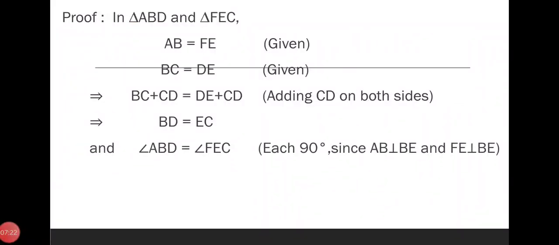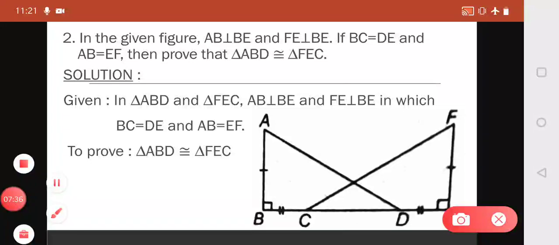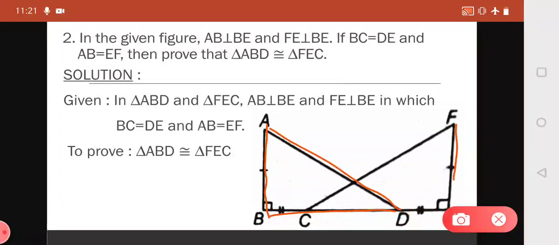Next, we have angle ABD equal to angle FEC, each 90 degrees, because AB is perpendicular to BE and FE is perpendicular to BE. So in triangle ABD and triangle FEC, we have proved three things. This is our triangle ABD. This is our triangle FEC. We have proved three things.